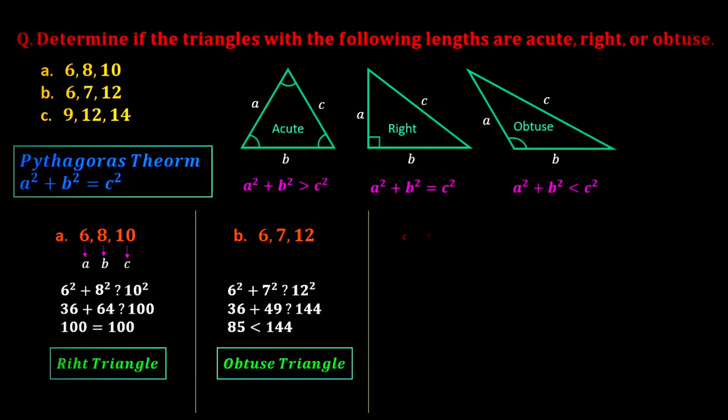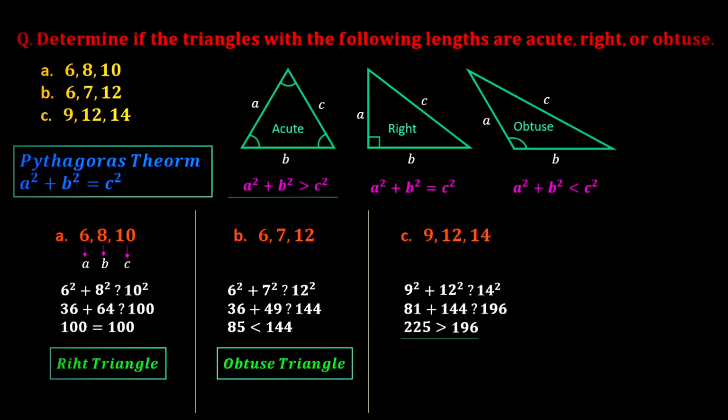Similarly, we will solve for triangle C, having sides 9, 12, and 14. 9 squared plus 12 squared, question mark, 14 squared. 9 squared is 81, plus 12 squared is 144, question mark, and 14 squared is 196. 81 plus 144 is 225, which is greater than 196. So, a squared plus b squared is greater than c squared, so the triangle is an acute triangle.